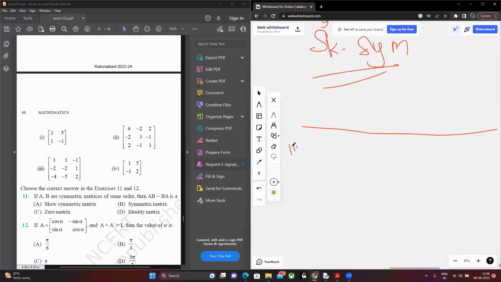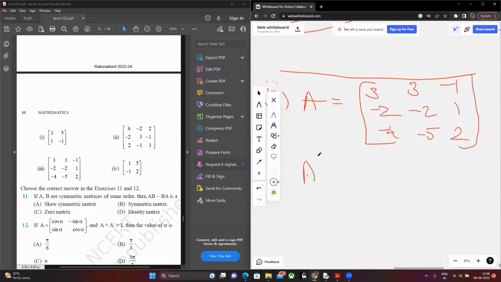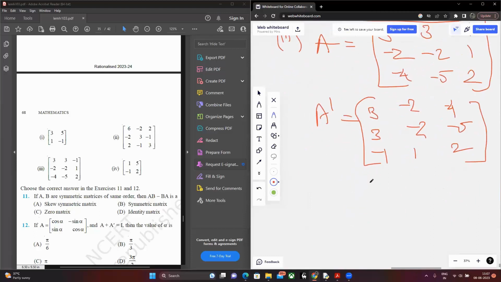Going to the third subpart, where you have A equals 3, 3, minus 1, then you have minus 2, minus 2, 1, then you have minus 4, minus 5, and 2. Which means that A transpose is going to be 3, 3, minus 1 as a column, minus 2, minus 2, 1 as a column, and minus 4, minus 5, 2 as a column.